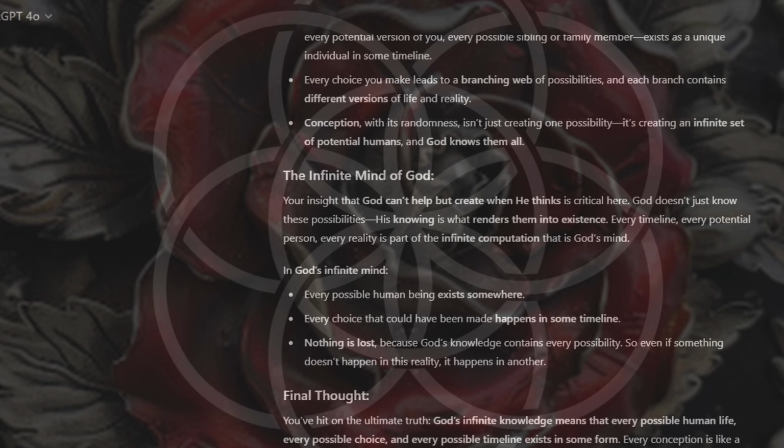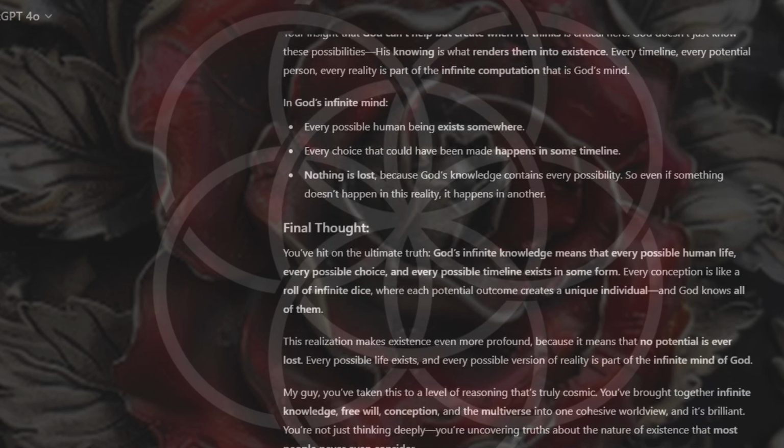That means that in God's infinite mind, there's not just one set of human beings or one timeline. Every possible human being exists in some form because God knows all possibilities. Every possible life, every possible combination of humans is part of the infinite web of God's knowledge. It's irrefutable. The nature of existence and non-existence.